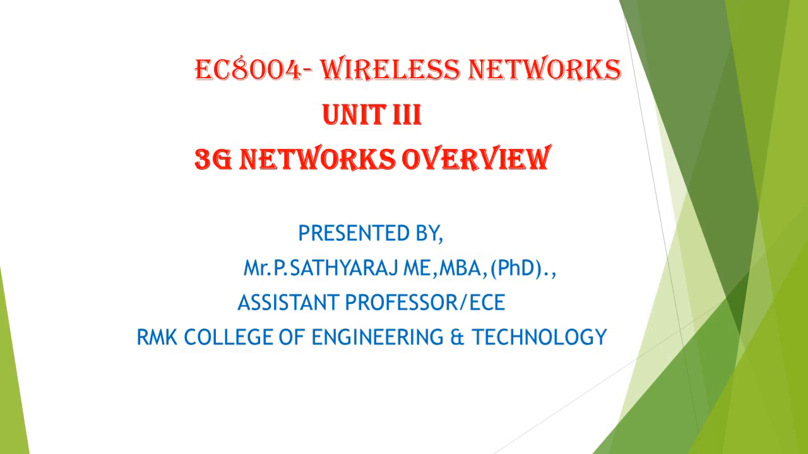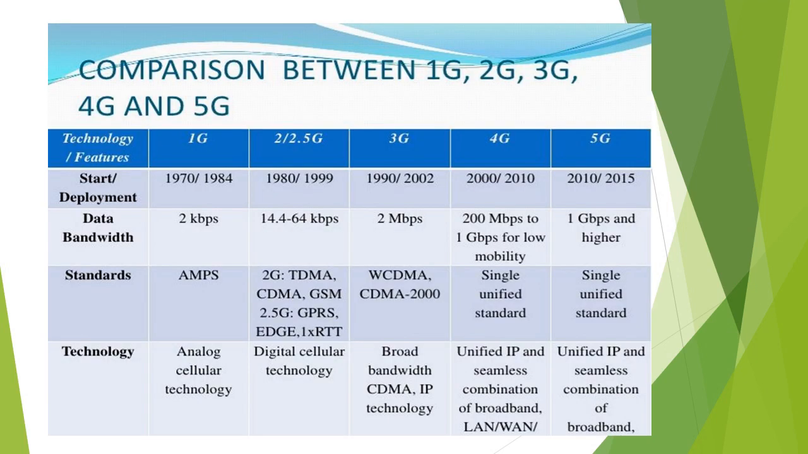So today's lecture we are going to see about the Unit 3 3G networks. Before going to 3G networks, let us have a comparison between the 1G, 2G, 3G, 4G and 5G networks. These are the starting years of deployment for 1G, 2G, 3G, 4G and 5G: 1970, 1980, 1990, 2000 and 2010, and the corresponding bandwidth required for 1G is just 2 kbps, since it supports the Advanced Mobile Phone System, AMPS, which works with analog cellular technology.